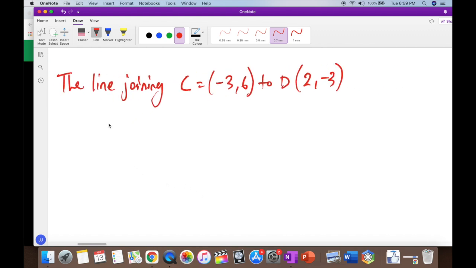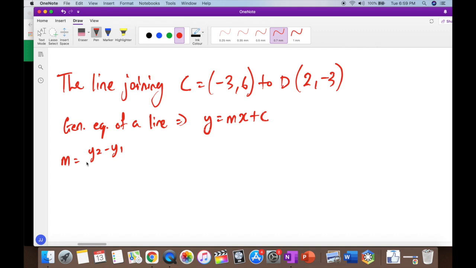So again, I will state, the general equation of a line implies y is equal to mx plus c. So we just had to find m and we had to find c. So m is equal to y2 minus y1 over x2 minus x1. So let's call this our x1, y1. Let's call this one x2, y2. So therefore y2, which is negative 3.